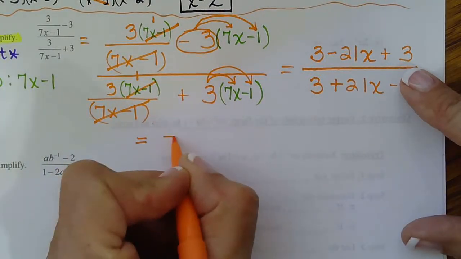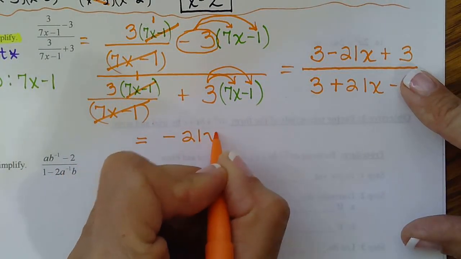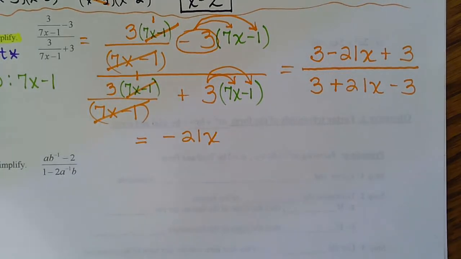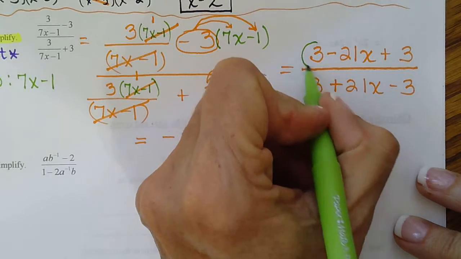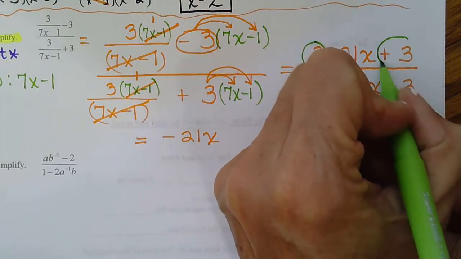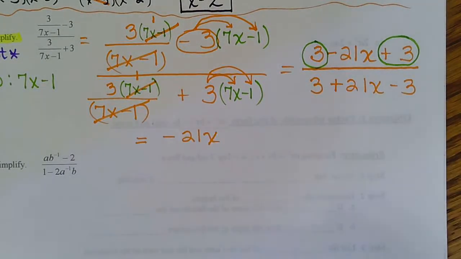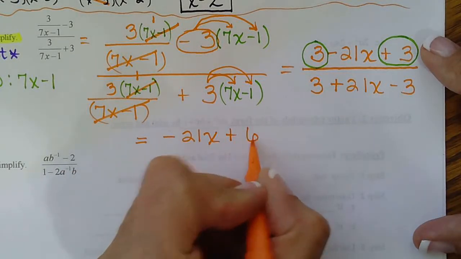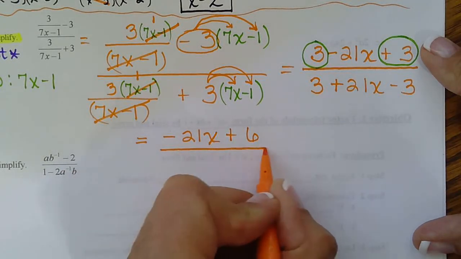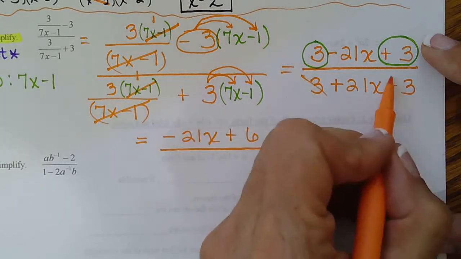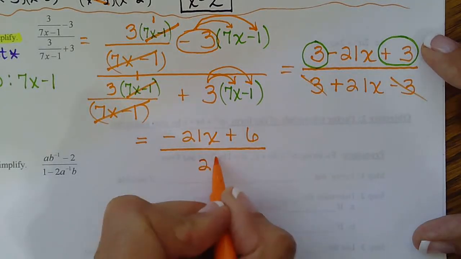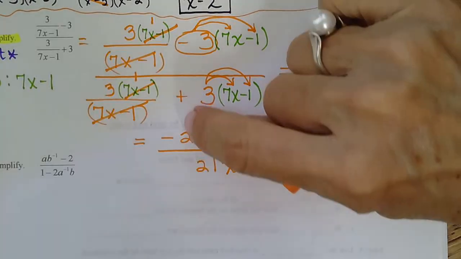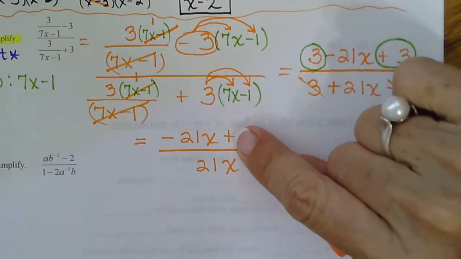So let's do our negative 21x in front. And then 3, let's get a different color here, 3 plus 3 is 6. So negative 21x plus 6. And then this one is going to be 3 minus 3 is gone, 21x. So remember, we can't do any canceling because of that addition.